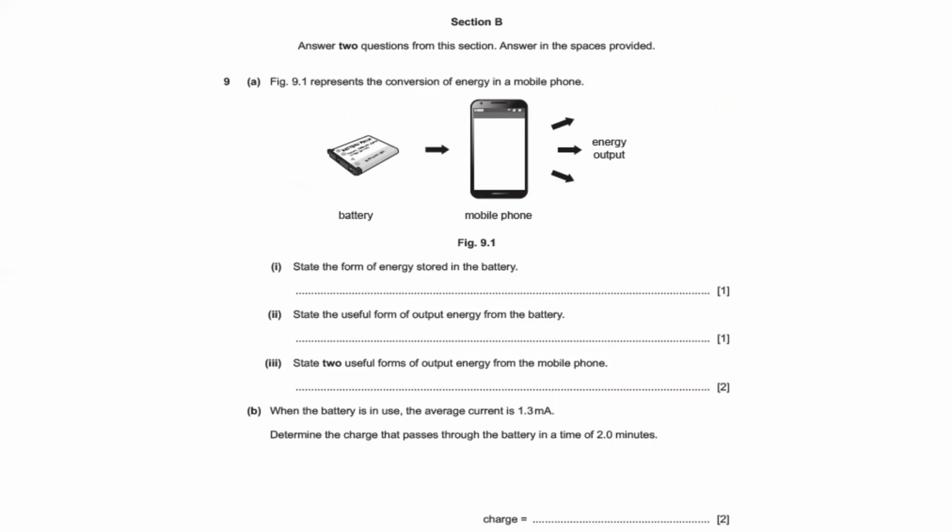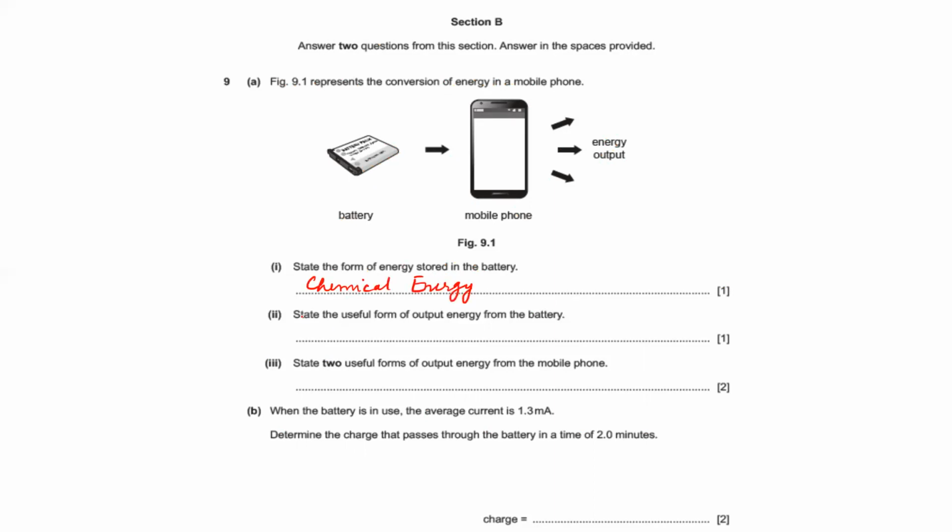For section B, we basically have to answer 2 questions from this section. Definitely, I'll be solving all the questions available in this section for your simplicity. Let's start. Question number 9 says that figure 9.1 represents the conversion of energy in a mobile phone. We have a battery inserted into the mobile phone, and then there is some energy output. State the form of energy stored in the battery. This looks like a lithium ion battery, so energy is stored in the form of chemical energy.